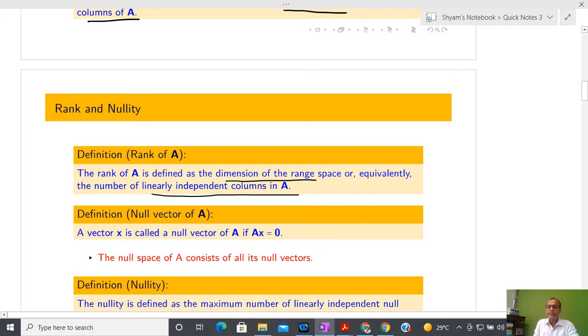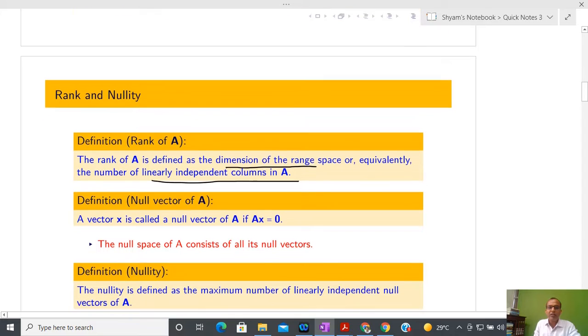Okay, now let us come to the next definition. So far I have defined two things: range of A. Range of A means I can select the column vectors, vary the field elements, and after that I will see whether our output is spanned by them or not.